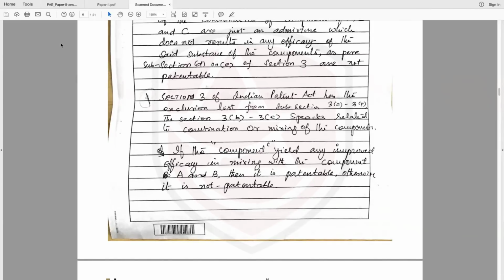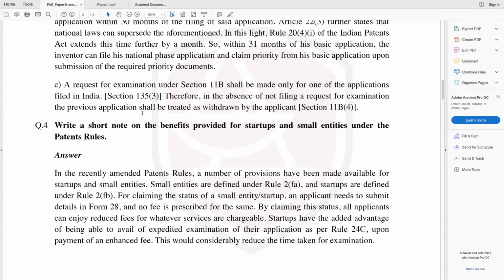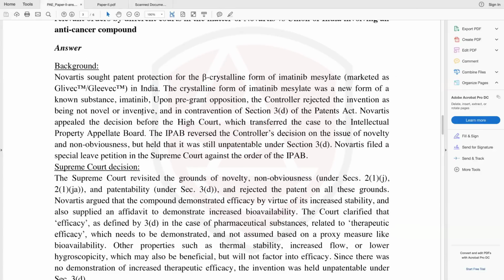He quoted the section wrong in the first instance, and all he was expected to write here is, okay, so this is the right answer, the ideal answer.